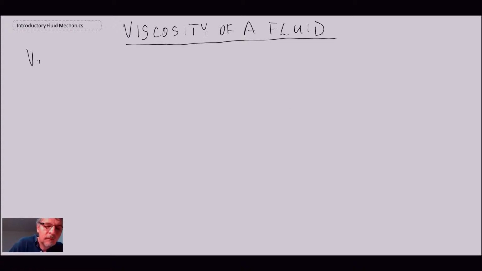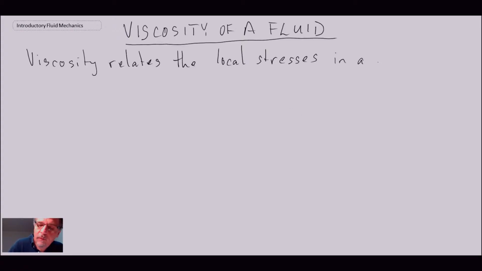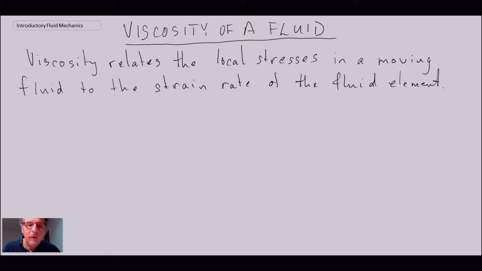In this segment, we're going to take a look at one of the very important properties of a fluid, and that is the viscosity of a fluid. So what viscosity does is it relates the local stresses within the fluid to the amount of strain or shear that is occurring within the fluid element itself.